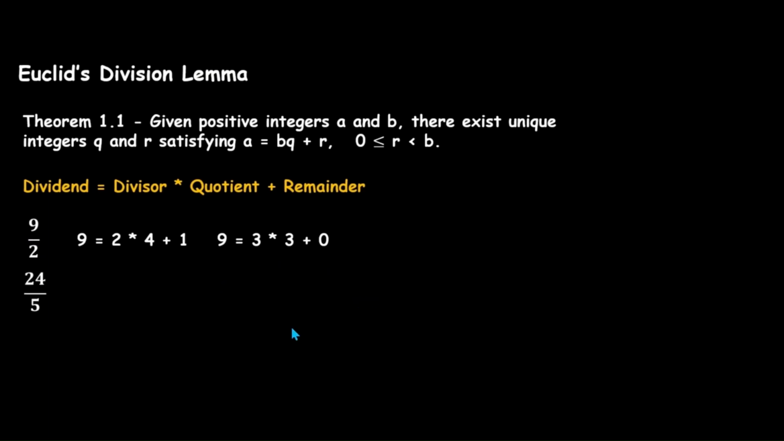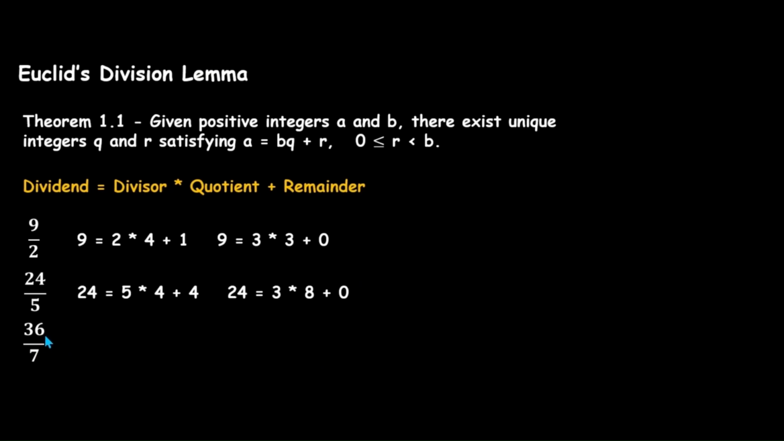Another example, 24 by 5 can be written as 24 is equal to 5 into 4 plus 4. 5 into 4 is 20. 20 plus 4, 24. Here there is a non-zero remainder 4. So 5 is not a factor of 24. And the same 24 when divided with 3 will give us 8 as the quotient and 0 as the remainder. So because the remainder is 0 here, 3 is a factor of 24.